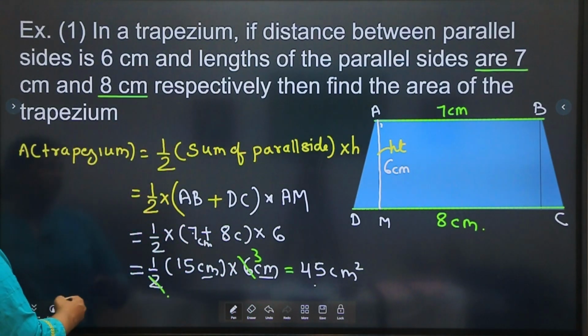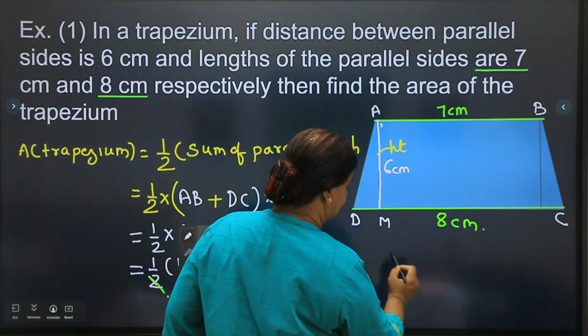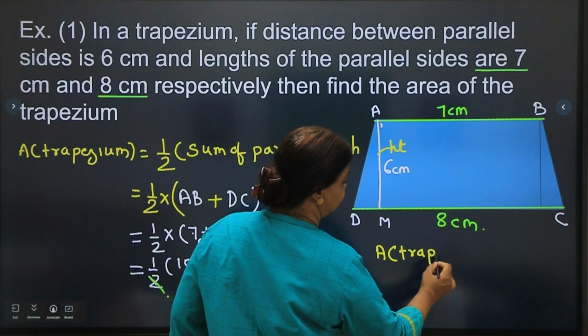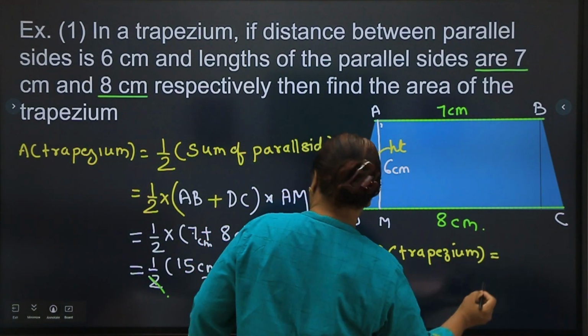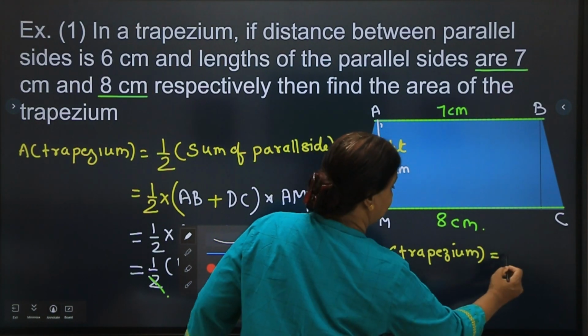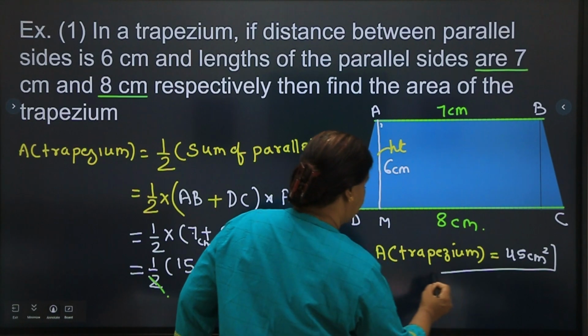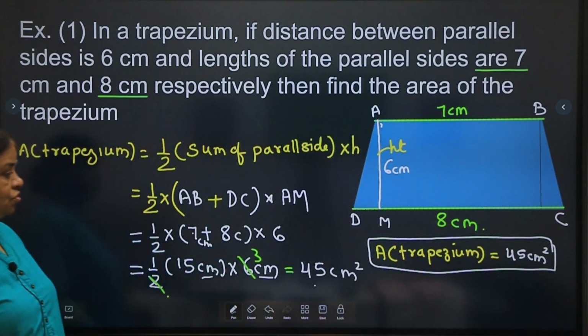So area of the trapezium, final answer when you are writing, you will be writing like this. Area of trapezium is equal to 45 centimeter square, and create a box around it. Let's move to the second question, children, now.